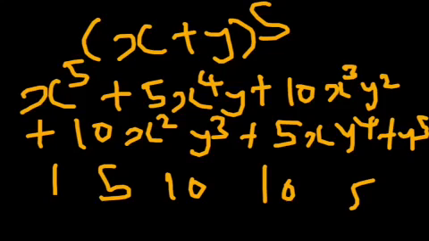So the exponent of x and y combined is always 5. Here the exponent is 5. Here 4 plus 1 is 5. Here 3 plus 2 is 5. 2 plus 3, 5, like that. The exponent is always 5. And it's always in a particular order.